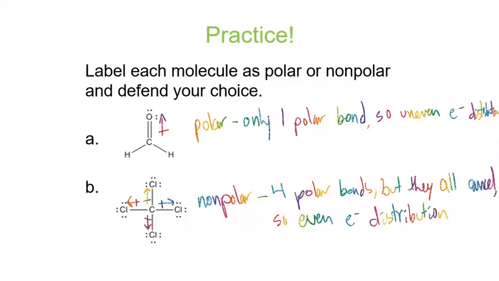For B, this is an interesting one because we can absolutely have molecules where there are polar bonds, but overall the molecule is nonpolar. There are 4 polar bonds, and you would think that, with so many polar bonds, doesn't that mean it's automatically a polar molecule? And the answer is no, because they all cancel each other out. Even though each one of these chlorines is pulling the blanket towards itself and away from the carbon, since they're all pulling in opposite directions, they end up canceling each other out, and we're getting an overall even electron distribution. Okay, that's it for this video.